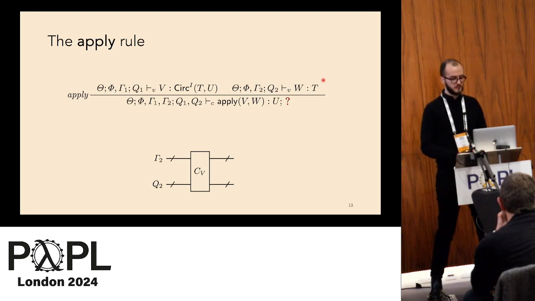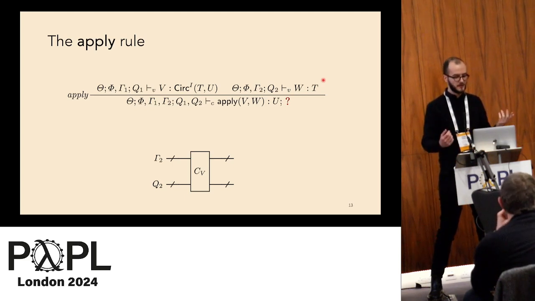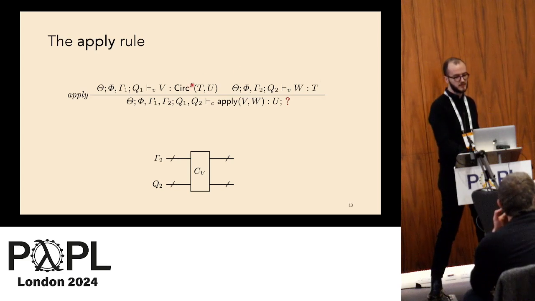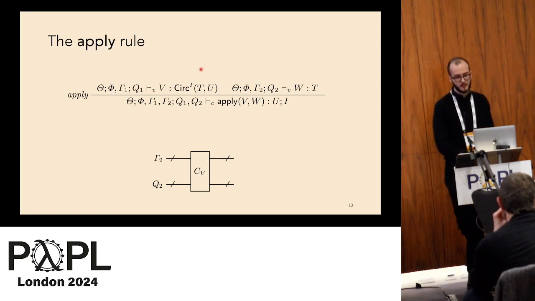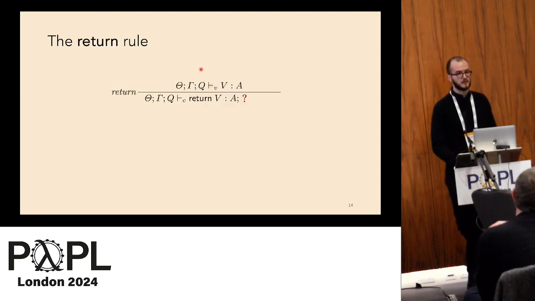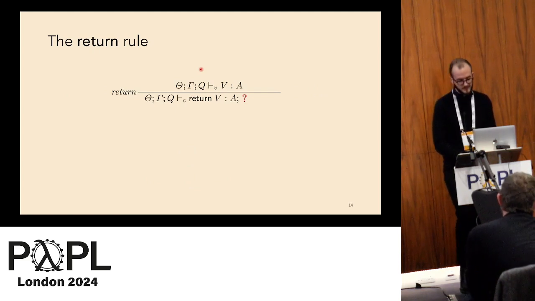And in this case, it's really easy to conclude what the overall width is, because we know by this annotation that V is a circuit of width at most I, so we conclude that apply VW builds a circuit of width at most I. Let's make things slightly more complicated, although it might not look like that.